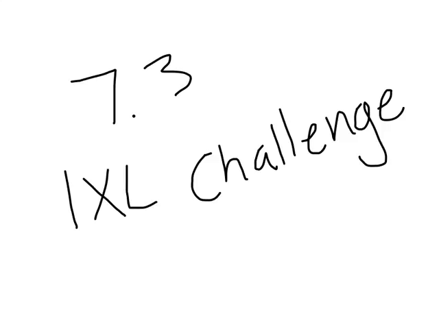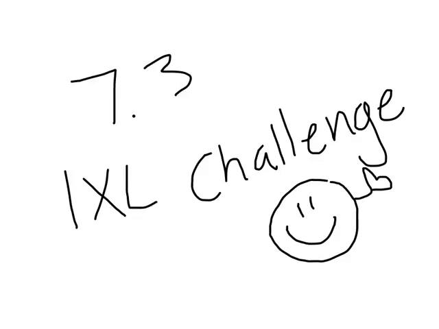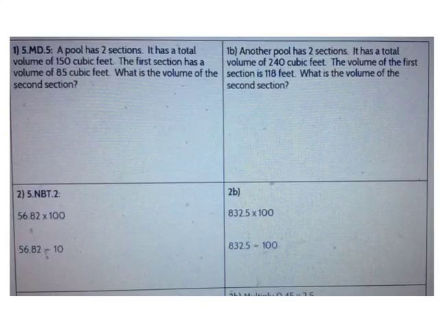Today our lesson is a little shorter, so we just have time for a quick do now and then an IXL challenge. Let's dive right in. I know you're going to do a good job, and so does Mr. Smiles. Let's start with our do now.